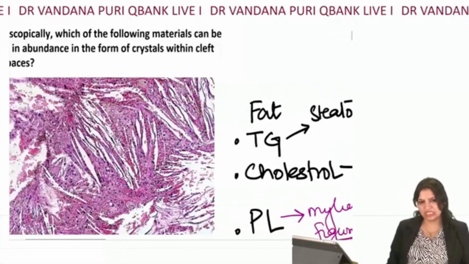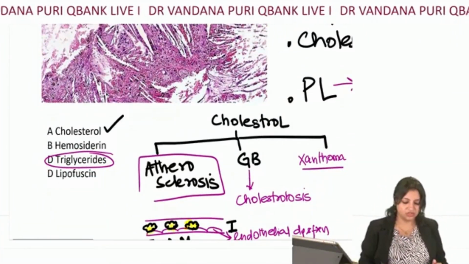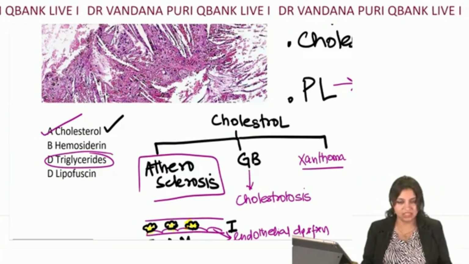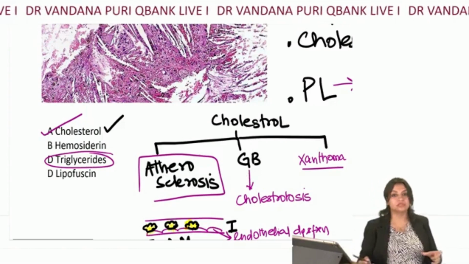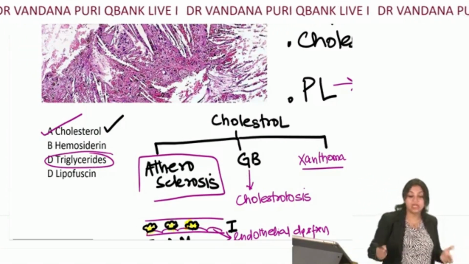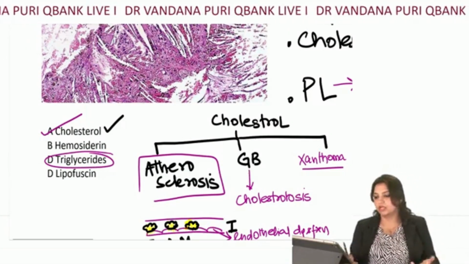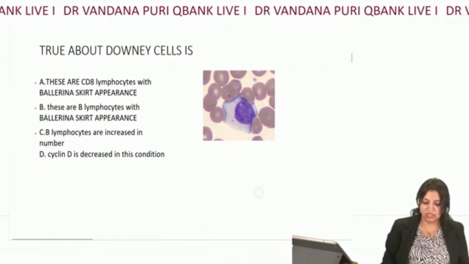So the question was simple. But you should be able to identify this. The answer here is cholesterol. Of course, hemosiderin is never like this. Hemosiderin is always a golden brown color deposit, so this doesn't appear like this. Lipofuscin is always a perinuclear deposit, and it is also yellow brown in color. So it's out. Okay, let's go to the next question.